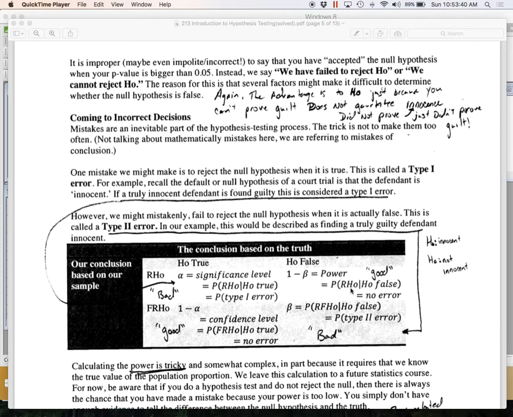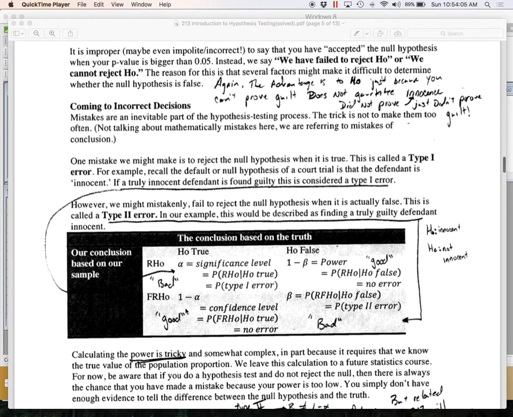So this is when you send a guilty man to jail. This is when you let an innocent man go free. This is when you jail an innocent man, and this is when you let a guilty man go free, in terms of the analogy we're going with. So there are four different possibilities: two of them good, two of them bad. You should know alpha and 1 minus alpha, obviously. These things are specified. And in 217, you'll take a really close look at beta and 1 minus beta.